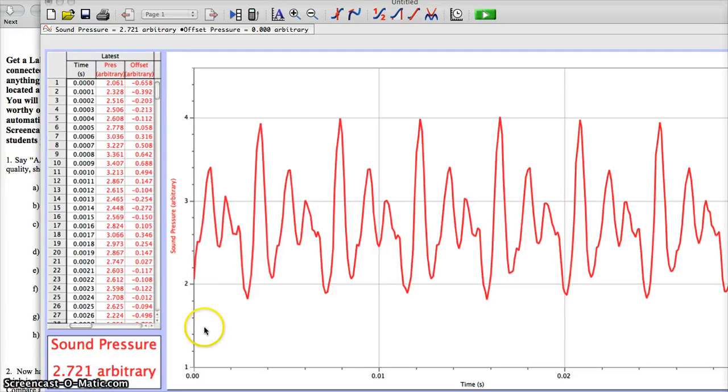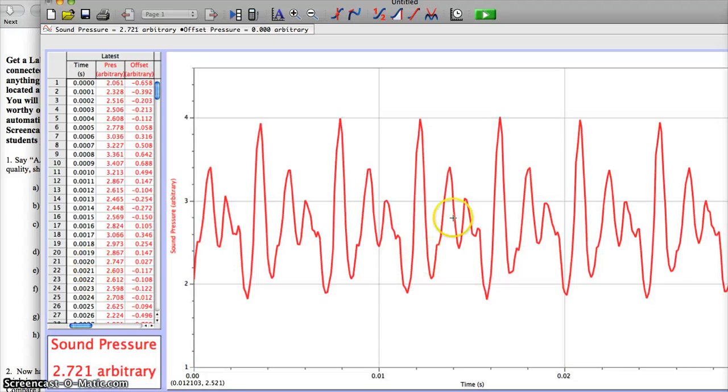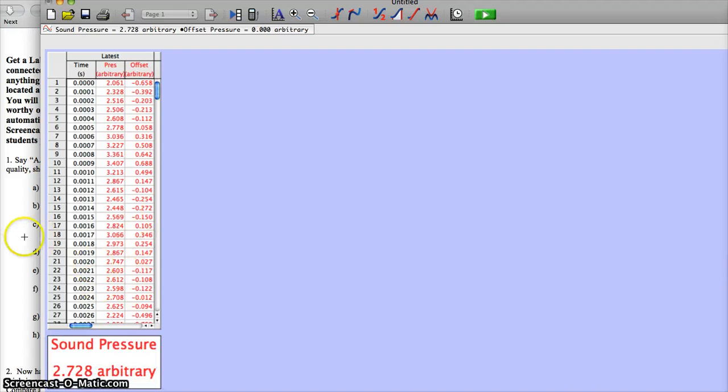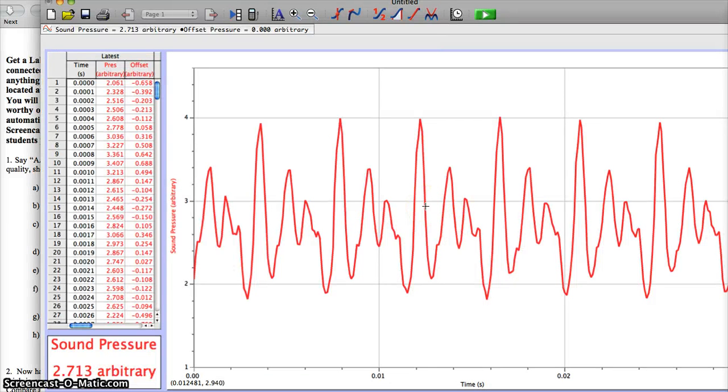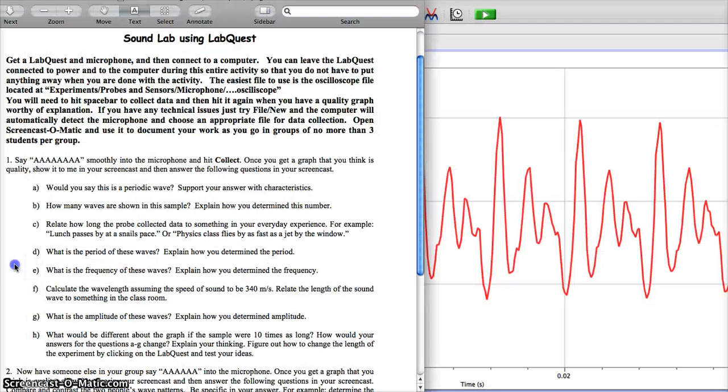Hey, this is the screencast for sound waves, and yes, this is a periodic wave since we can see the same patterns over and over again. How many waves do you think there are? Two, three, four, five, six. About seven. Seven waves.